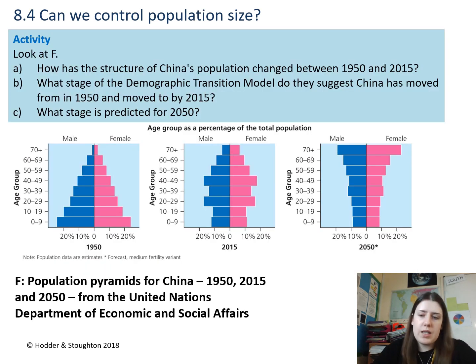This is the last activity on can we control population size, and this one is just looking at China's population, and we're looking at population pyramids from 1950, 2015 and 2050, which is a prediction as 2050 has not happened yet. So it's what they assume it will be. You need to look at these pyramids and see how they're different and answer the questions. This will probably take you 6 to 8 minutes to do.